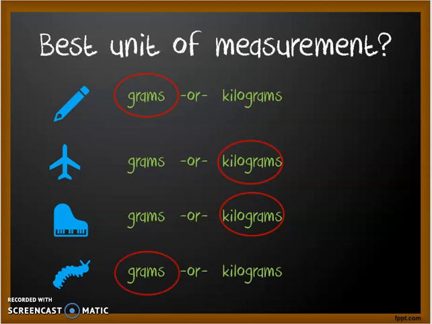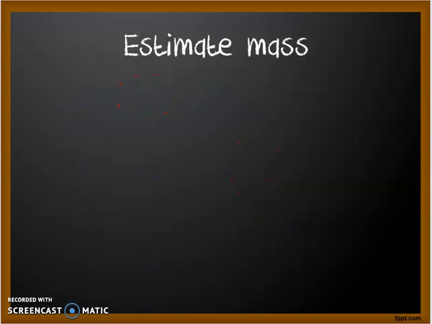Grams make more sense. Caterpillars are small. Grams are small. It makes more sense. All right, so that's one of the kinds of tasks that we need to do, is figure out the best unit of measurement. Another thing that we need to be able to do is to estimate mass.